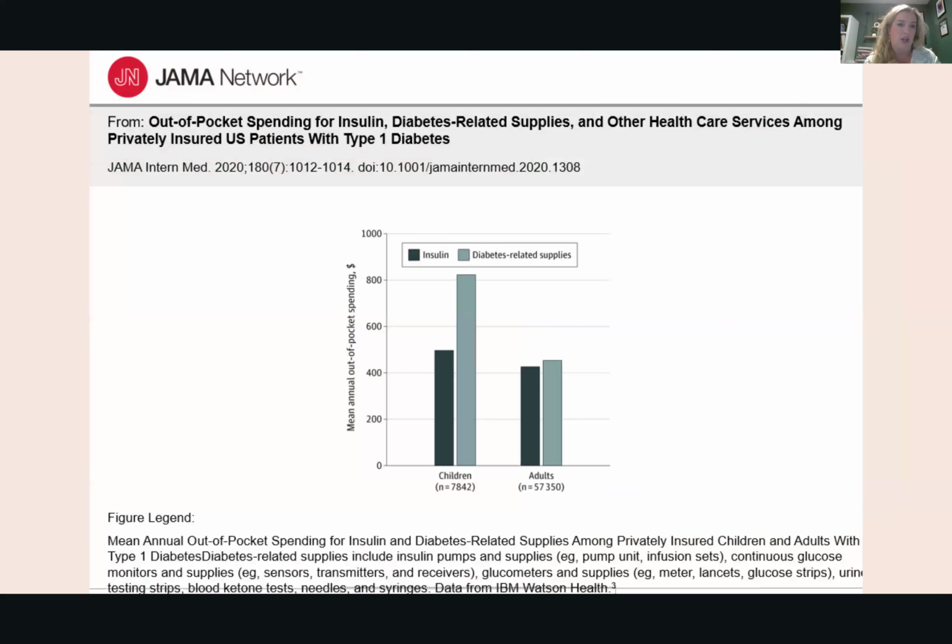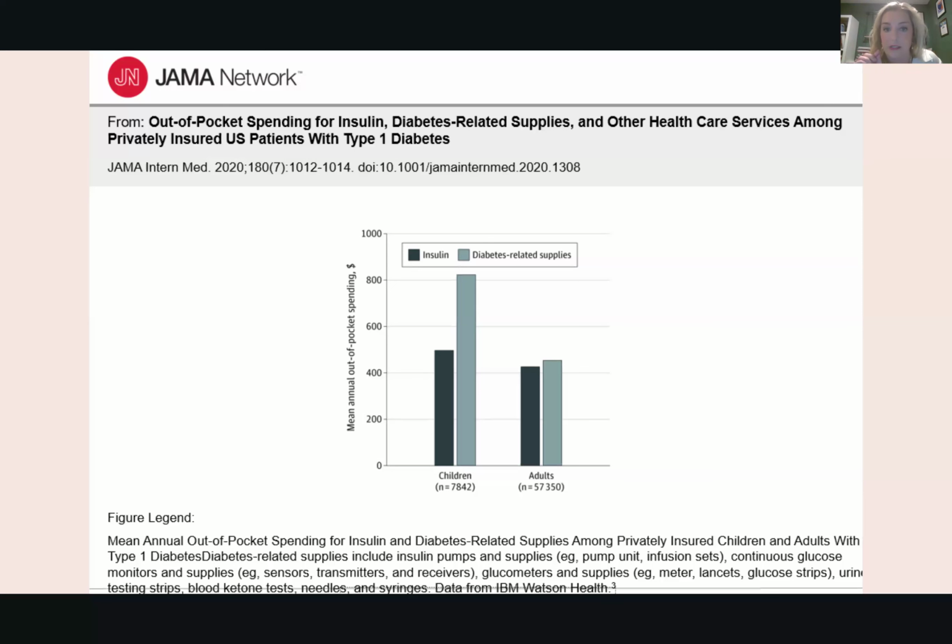I really like JAMA. It's back from 2020, but it talked about the out-of-pocket spending for insulin, diabetes-related supplies, and other healthcare services for privately insured US patients. When we're looking at insulin and related supplies, it's almost equal. What we're paying for insulin is almost what all of our medical appointments, our insulin pump, our glucose testing, and our labs come to. Those should not be as close together, especially with adults.